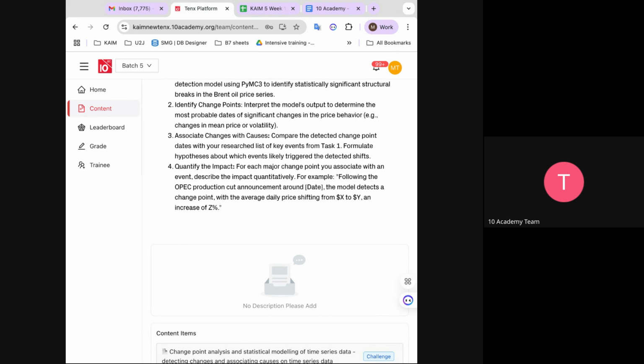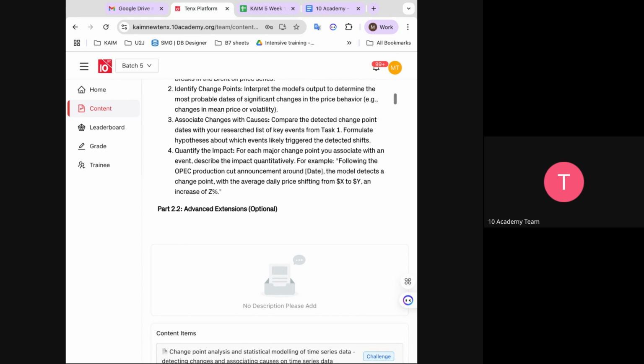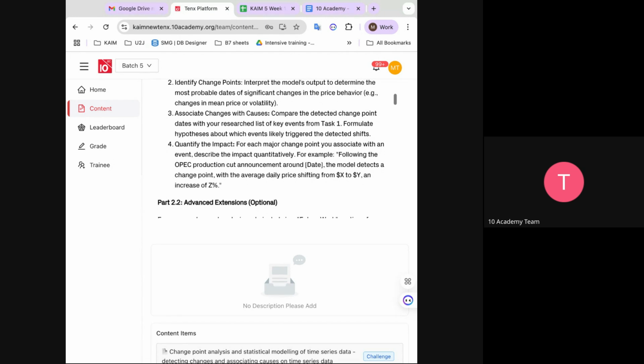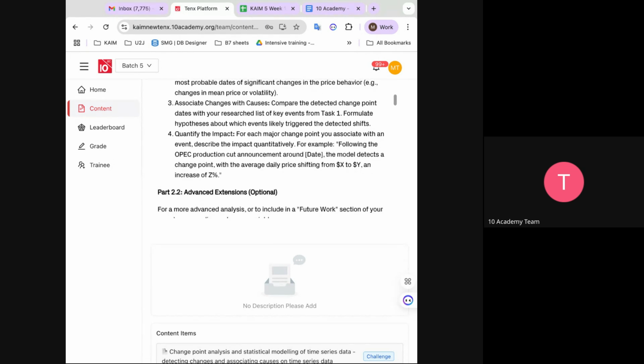And you will quantify the impact based on numbers. What's the impact? What percent? Is that an increase or a decrease? Or is it something that you have observed from the data plus the major events that you have collected?